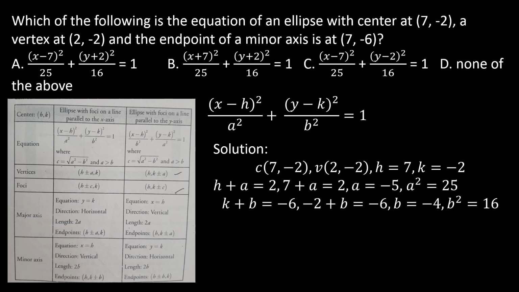So we have here the values of b squared and a squared. Obviously we have to replace these in the given equation from the first type, using the values of h, k, a squared and b squared. So we have the quantity of x minus 7 to the power of 2 over 25 plus the quantity of y plus 2 to the power of 2 over 16 equals 1. So therefore the answer is letter A.